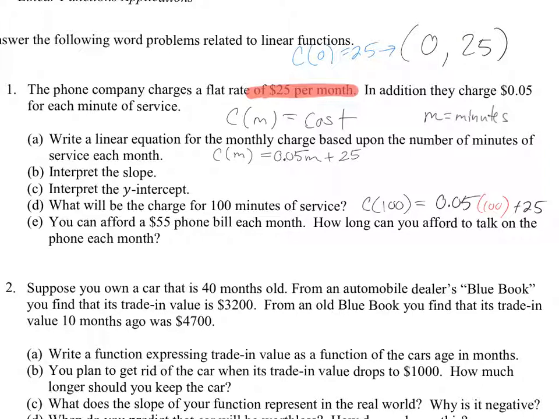So again, his statement is it doesn't say what's the monthly charge, right? So the charge for the 100 minutes is actually just simply this right here, plus the 25 for the monthly charge overall. Okay, and then part E says you can afford a $55 phone bill each month. How long can you afford to talk? So what's the deal here now?